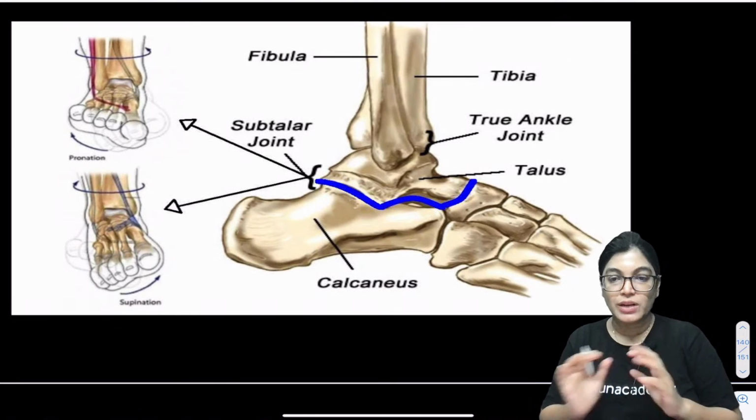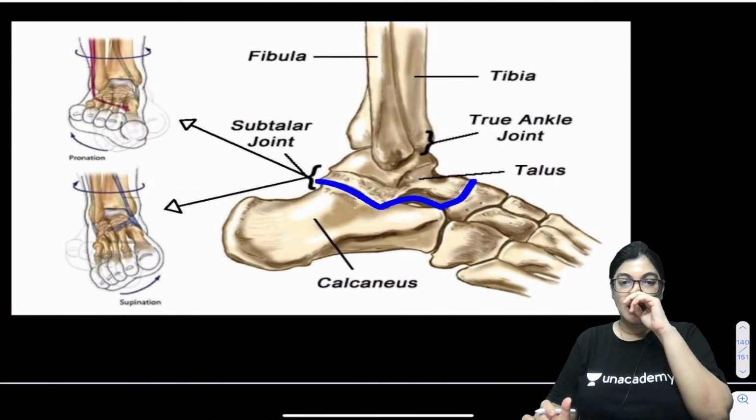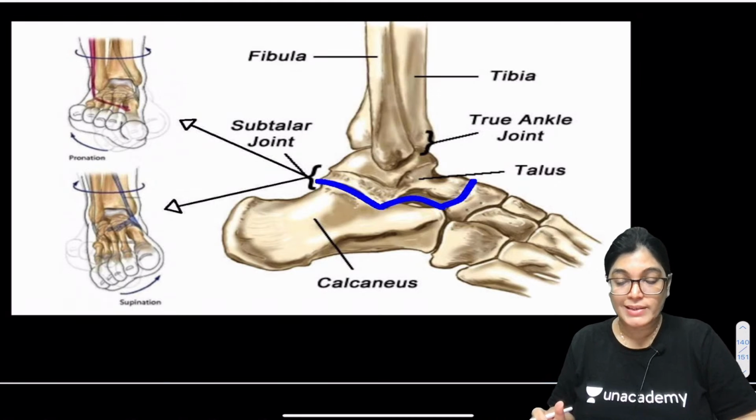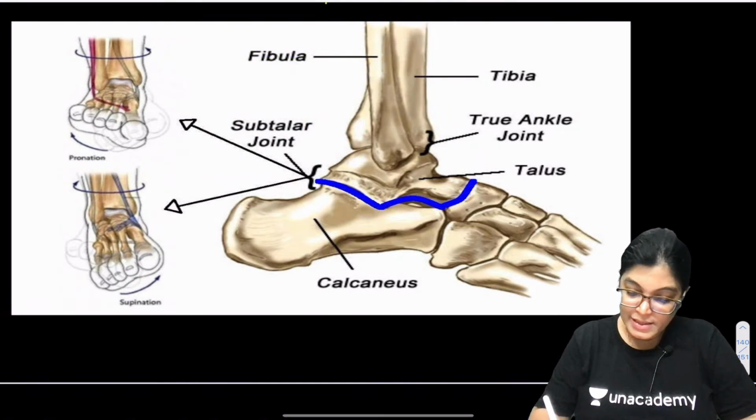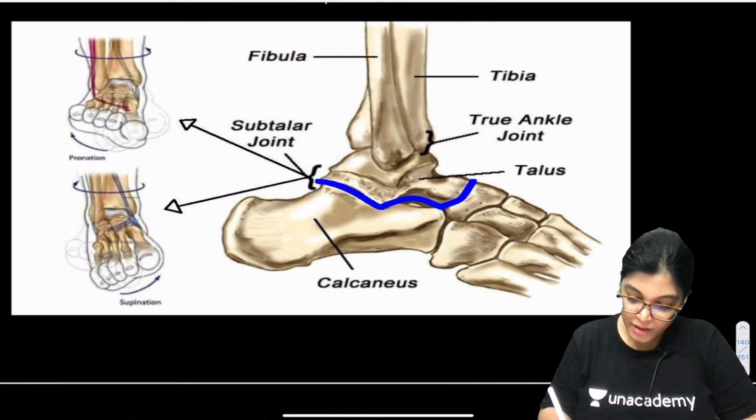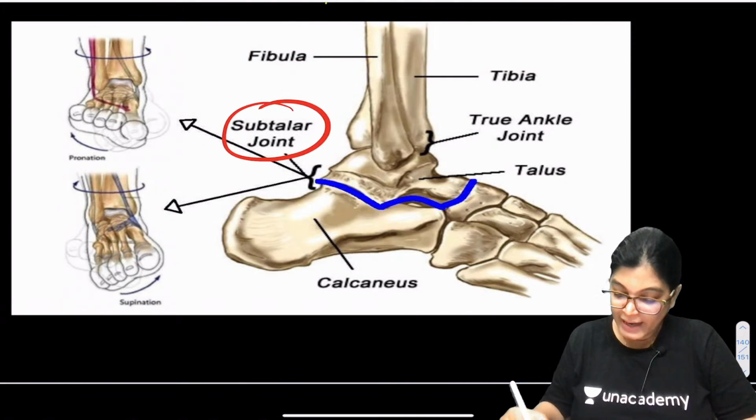Now, we are done with the ankle joint, but quickly I want to tell you the other important joints which we generally miss out. We have already covered hip joint and knee joint, the other important joints of the lower limb, but a few more joints I want to tell you. One is the subtalar joint and the other is the anterior articulation.